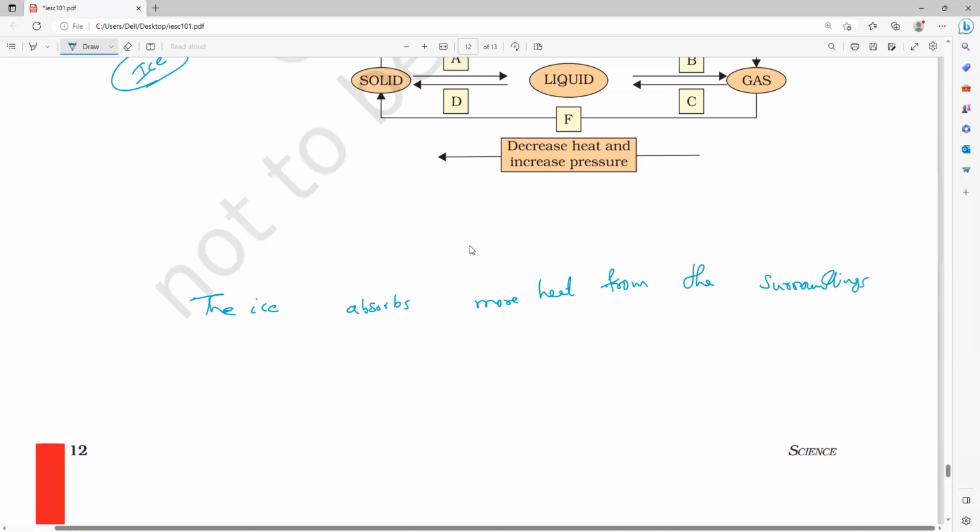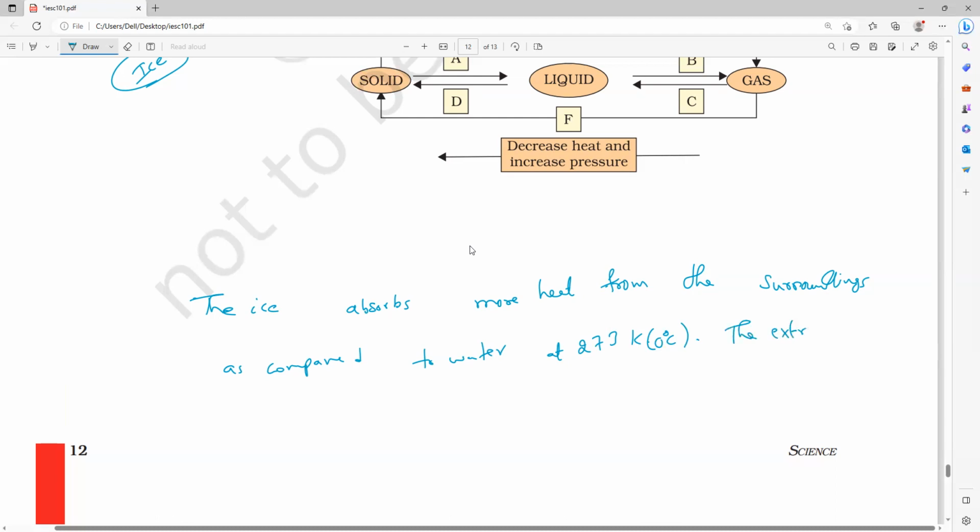from the surroundings as compared to water at 273 Kelvin. 273 Kelvin is equal to how many degrees Celsius? Everybody? 0 degrees Celsius. Understanding?